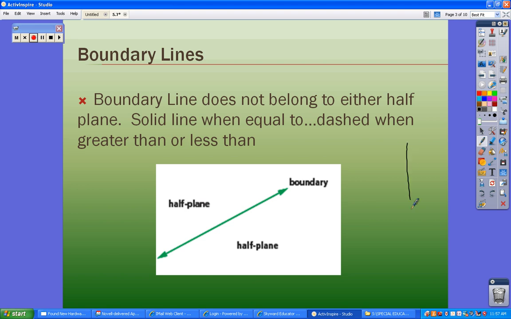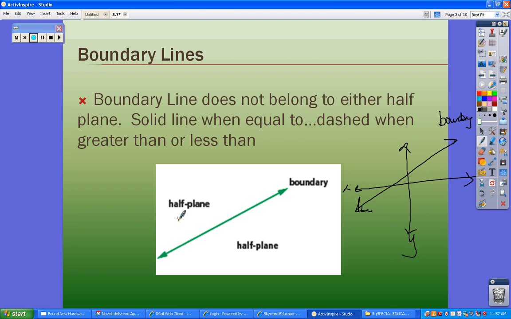If I have an XY grid, and that is representing my giant desktop, I can put a line on it, and this could be my boundary line here. Now, once I draw that boundary line, it is cutting that desktop into two pieces. We call them a half plane and a half plane.